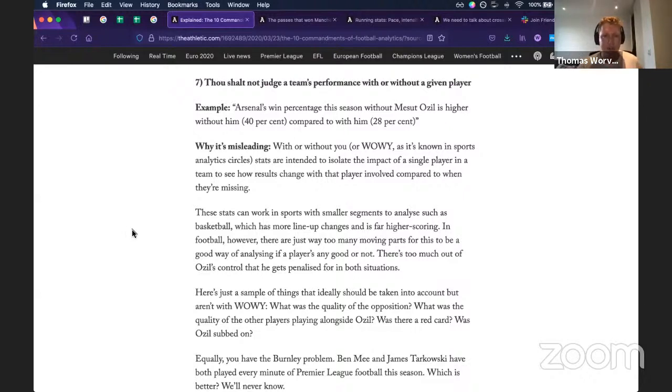So the seventh one is: thou shalt not judge a team's performance with or without a given player. This is mainly about the with-or-without-you stats that are probably more prevalent in basketball and smaller-sided games, probably ice hockey as well, and then translated over to football, saying, okay, Jordan Henderson for Liverpool in 19-20, with him they were so much better than without him. There are so many factors that go into this.